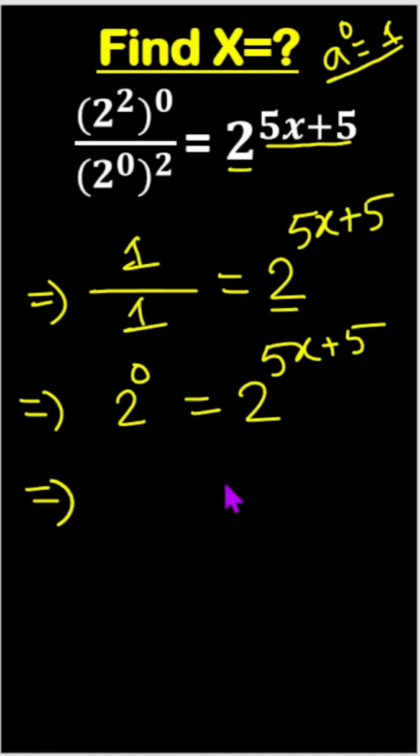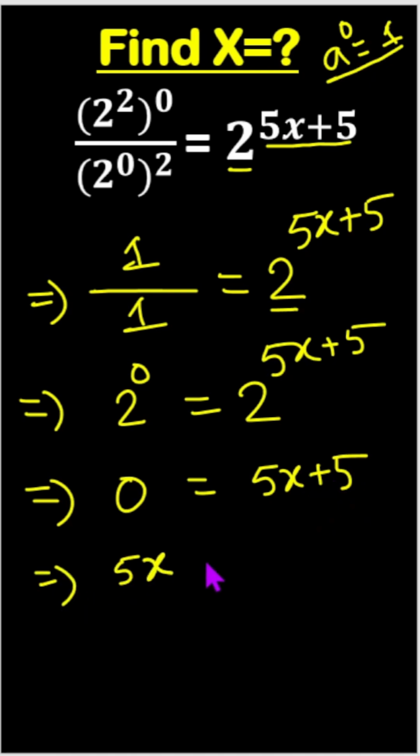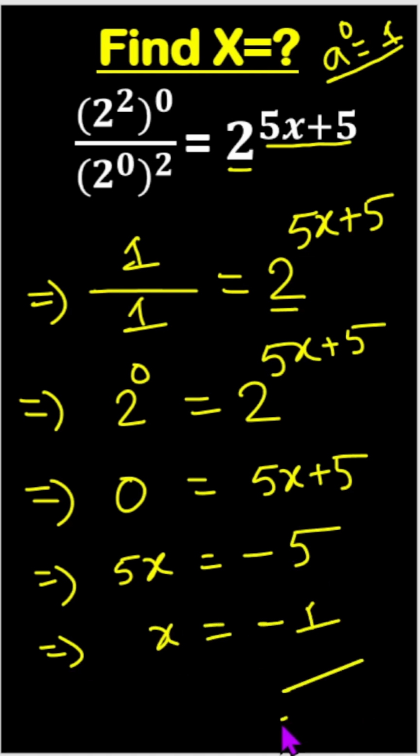Now the bases are the same, so the powers will be equal. 0 equals 5x plus 5. So we can write 5x equals minus 5. Now we can divide both sides by 5, so x equals minus 1, and this is our answer.